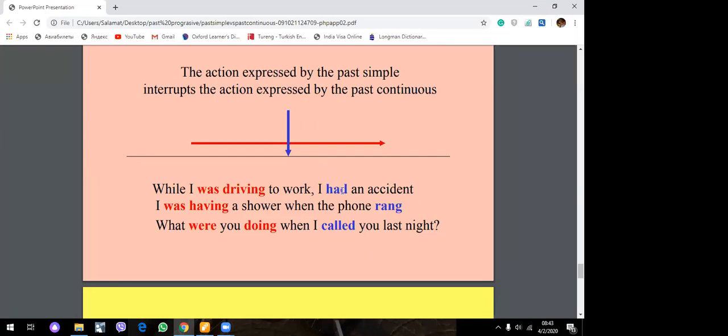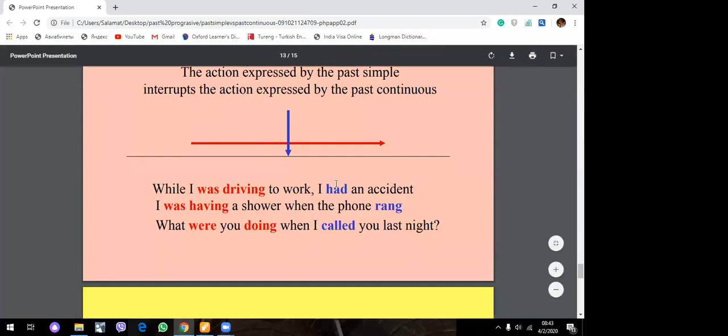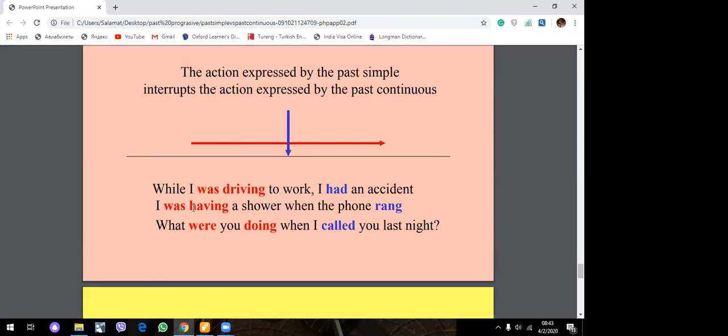I was having a shower when the phone rang. I was having a shower is the past continuous tense, right? Longer event. I was having a shower. When I stopped it, when the phone rang, the past simple interrupts the past continuous. Okay, if the one action interrupts the other progress action, we use past simple and past continuous tense.